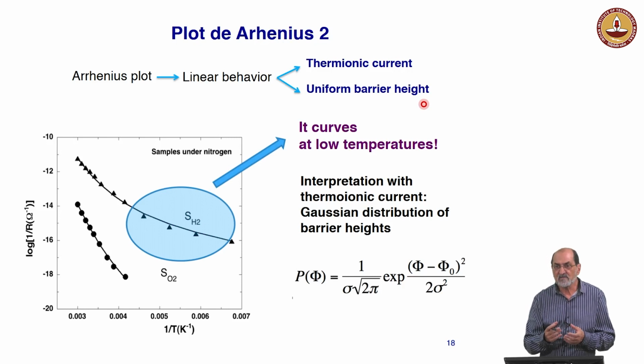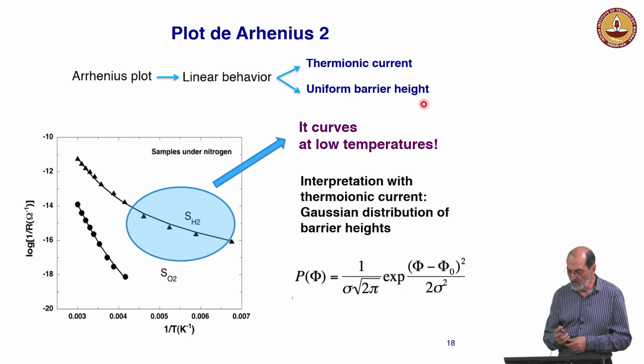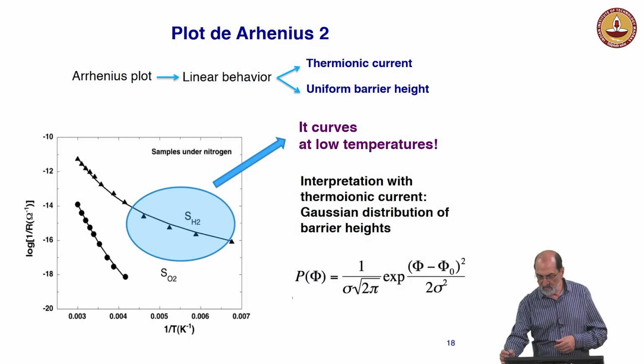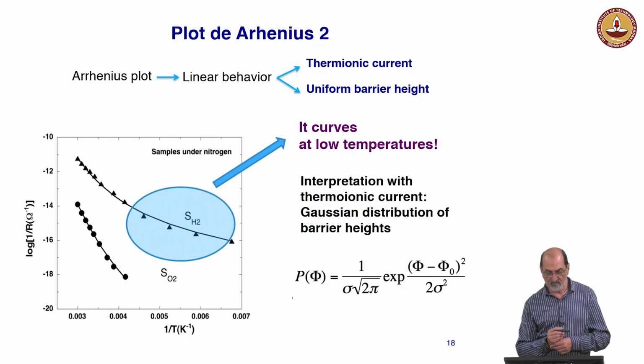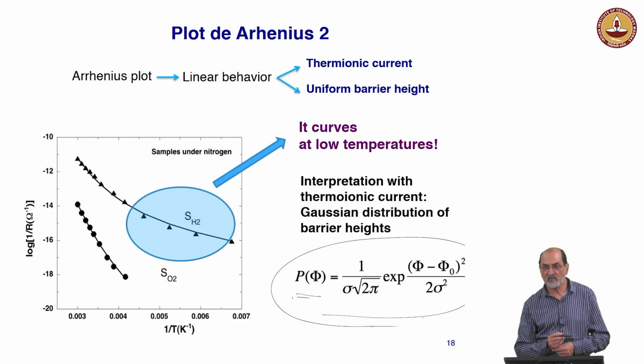So since there is dispersion, what do people do? What do they consider? They consider that they have a distribution of barrier heights. And if this is noisy, and we consider that this comes from noise, it has to have a form of this type. It is a typical Gaussian distribution, typical for things that happen at random.